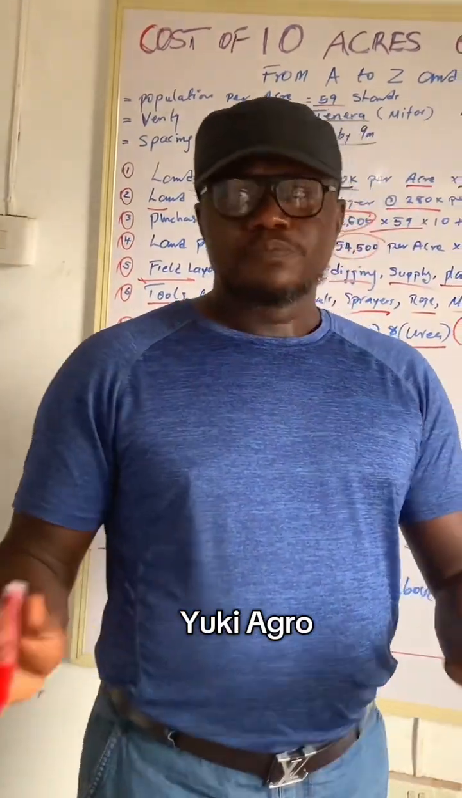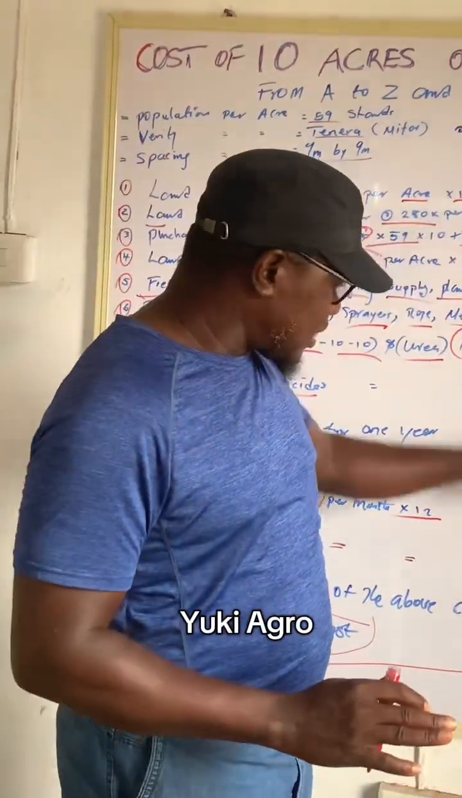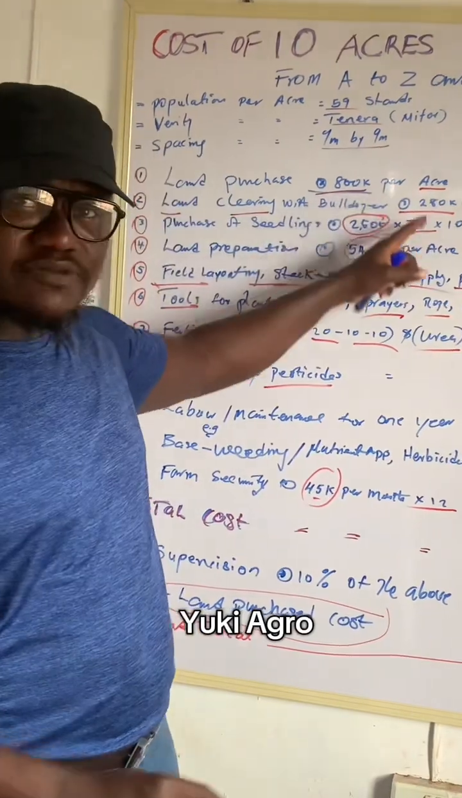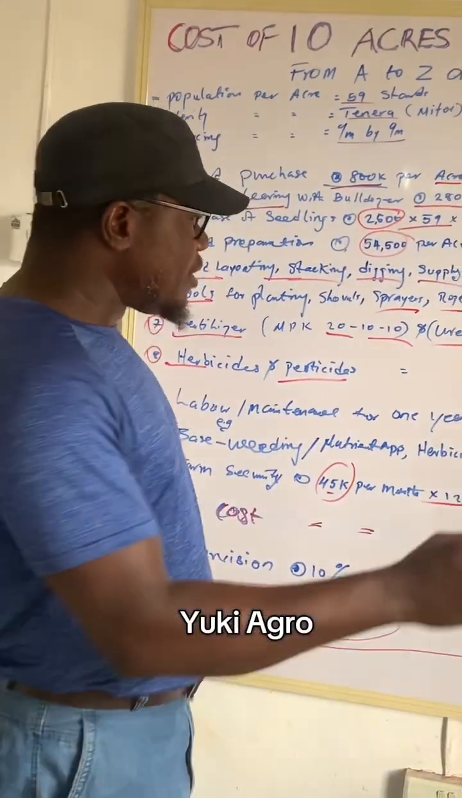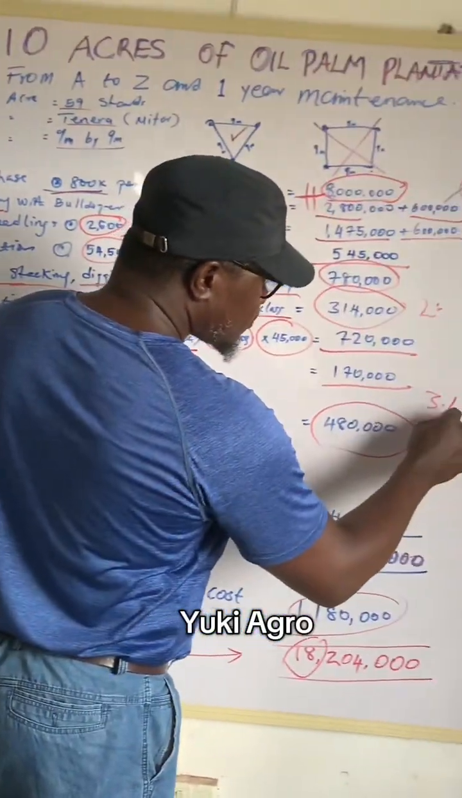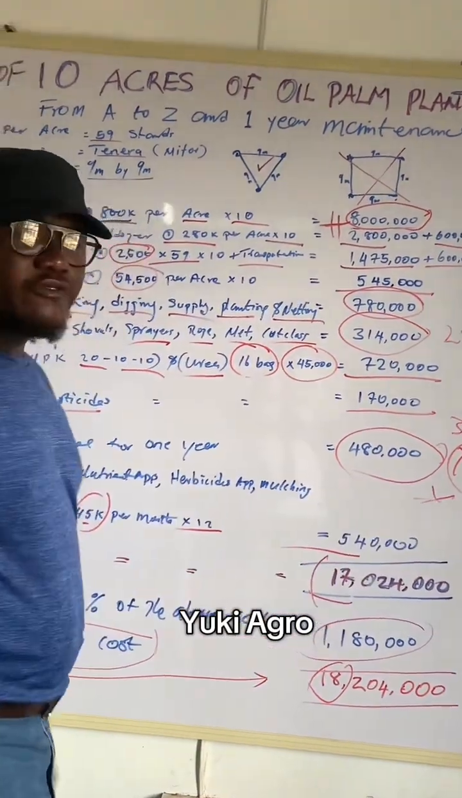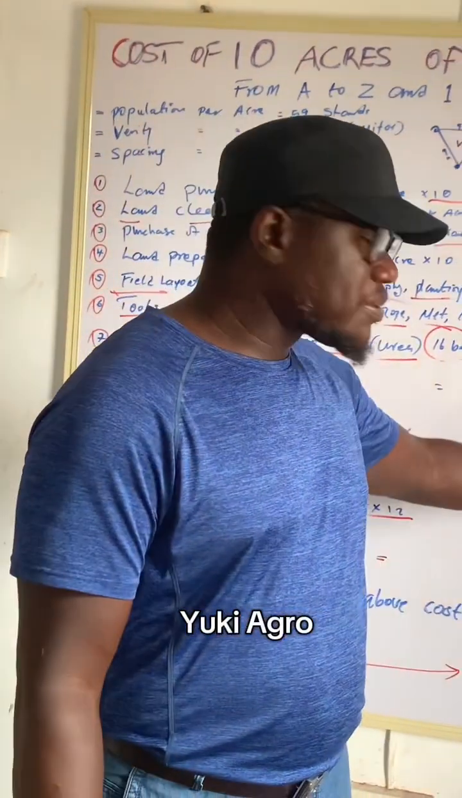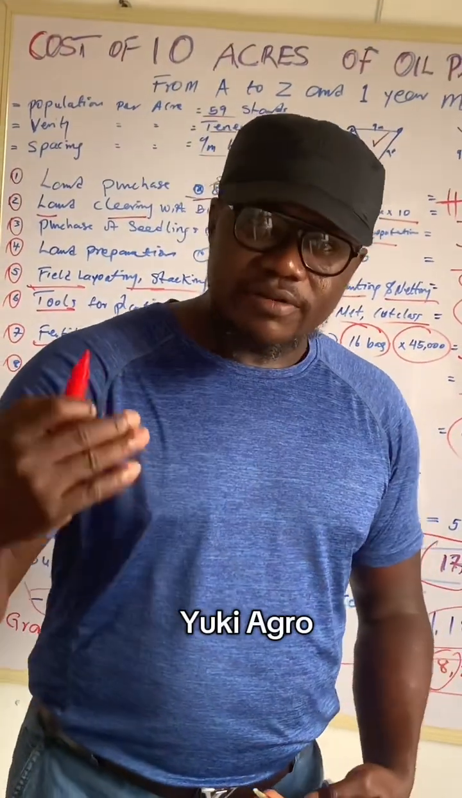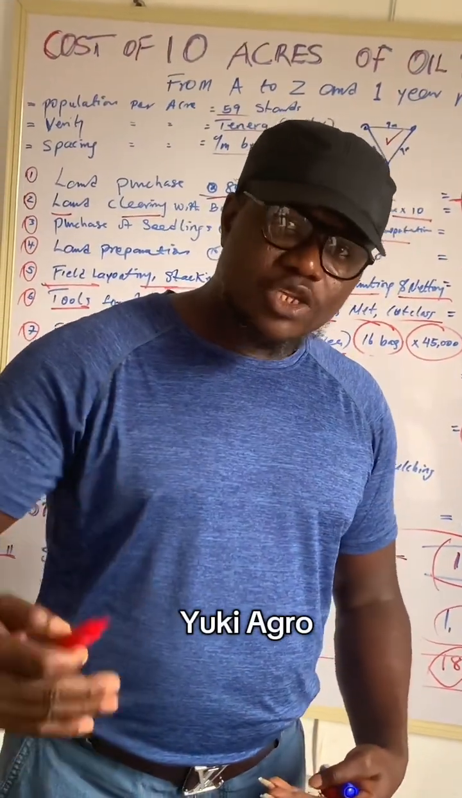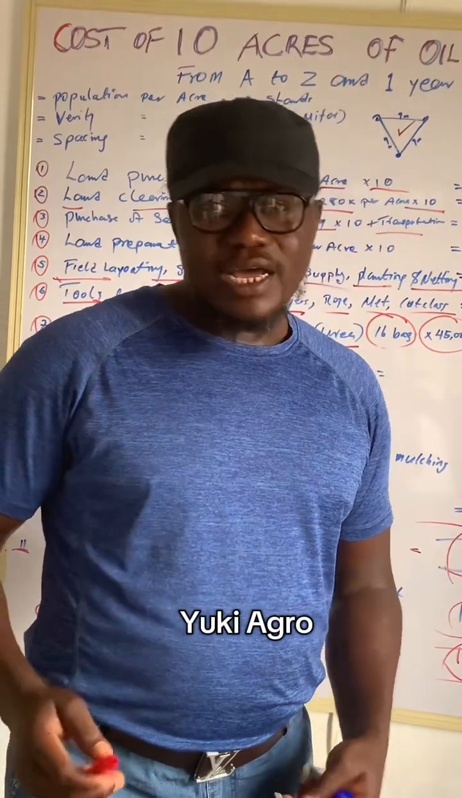Okay? Now, I hope you understand all these activities. After you have successfully established this, you need a minimum of about 3 to 4 years for your palm to start yielding for you. When this palm starts yielding for you, then money starts coming in, little by little in ascending manner. All right? I hope you understand this.